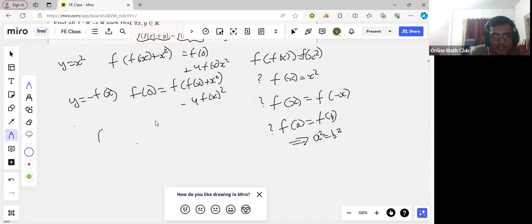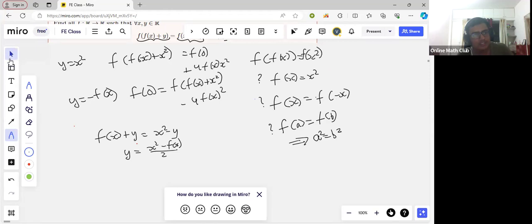So if we just try to do something like this, we just want to get f of x plus y is equal to x square minus y, right? That is y is equal to x square minus f of x.